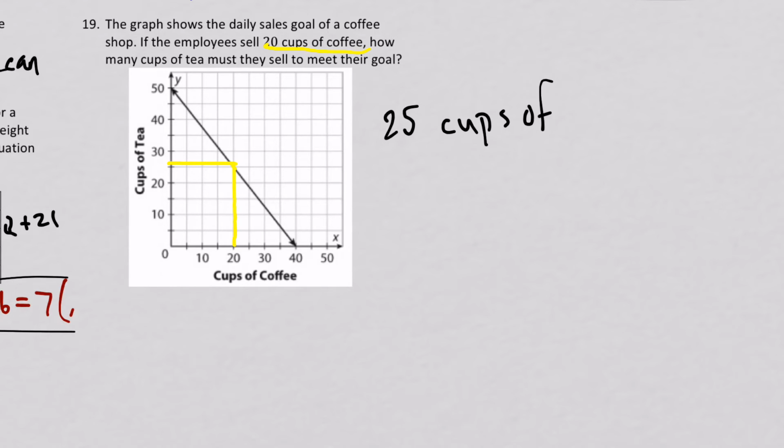If they sell 20 cups of coffee, they have to sell 25 cups of tea.